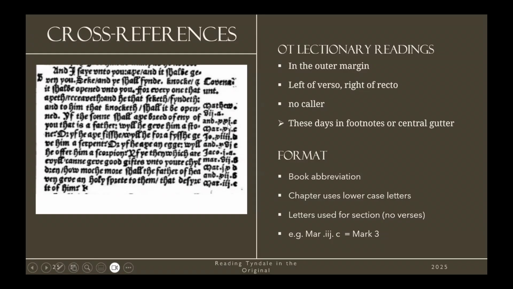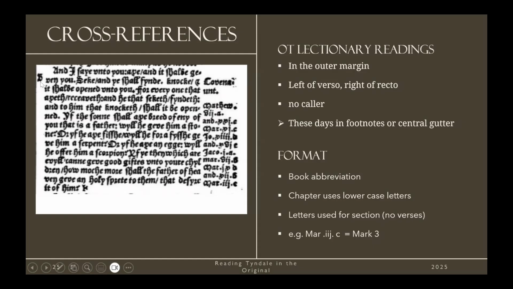And what's interesting to know is that there were no verse numbers in any of Tyndale's New Testaments, because verse numbers were not introduced until the Geneva Bible. So the chapter numbers are the same as our chapter numbers, but there's no verse numbers. And in fact, there's no referencing for verses at all in the 1526, because there's no cross references and there's no comments in that.